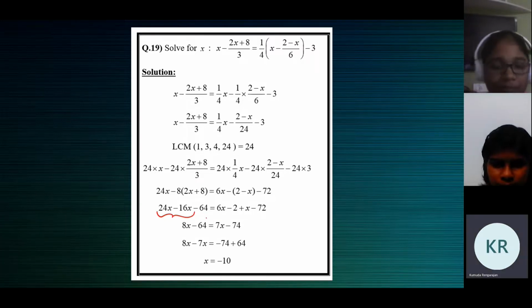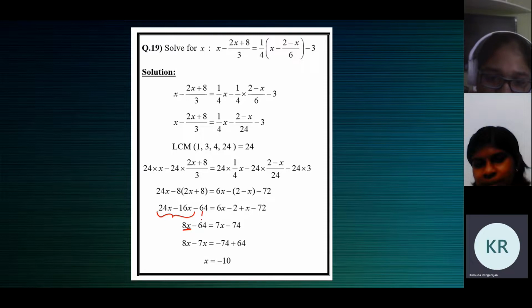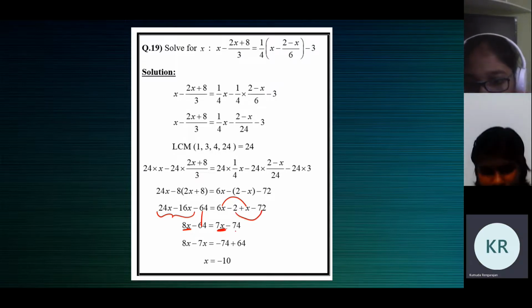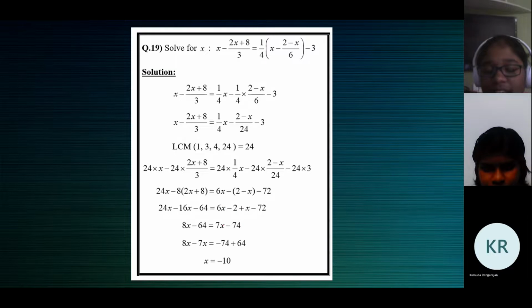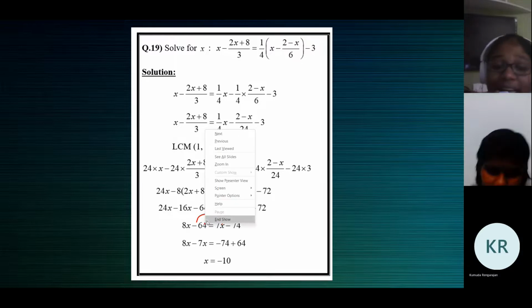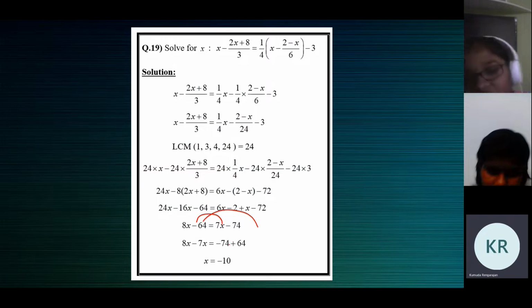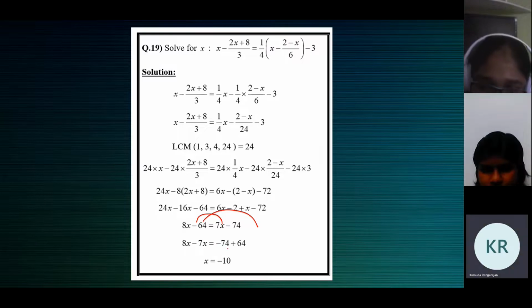Okay, now what is 24x minus 16x? 8x, ma'am. And this minus 64 as it is. What is 6x plus x? 7x, ma'am. Minus 2 minus 72? Minus 74. And we should transpose 7x to the left hand side and it will become minus 7x, ma'am. Correct. And then minus 64 will come to the right hand side. So minus 74 plus 64. Correct. Very good.